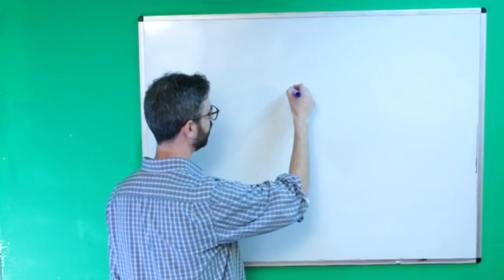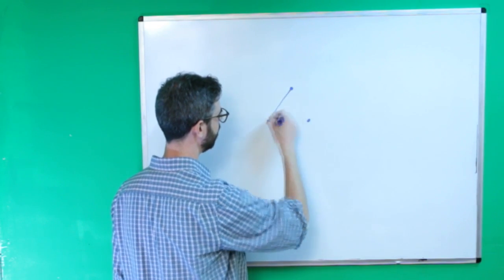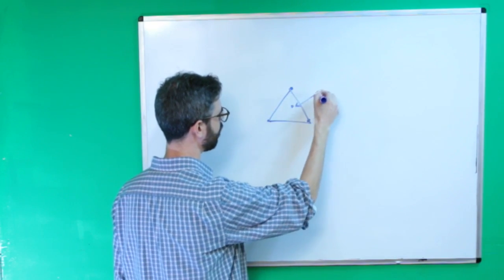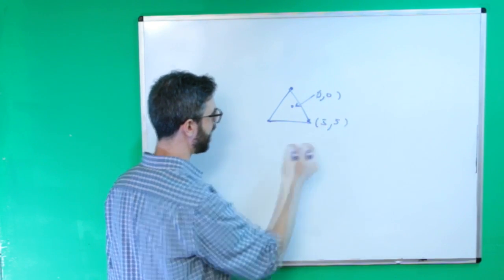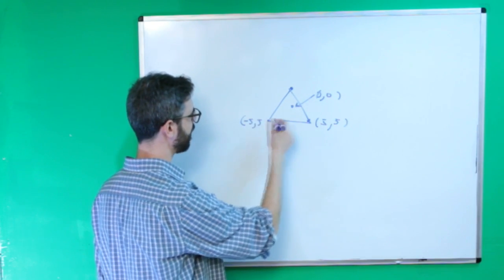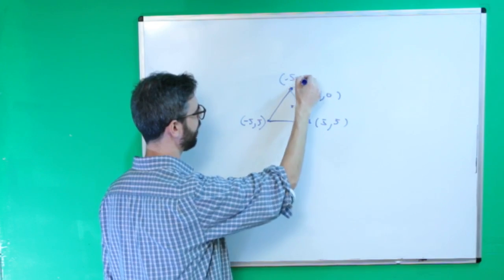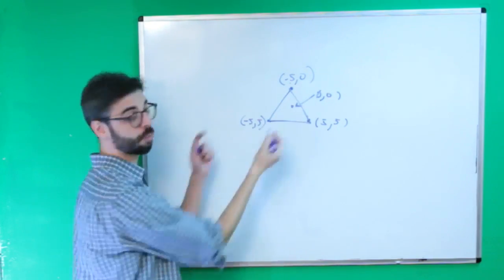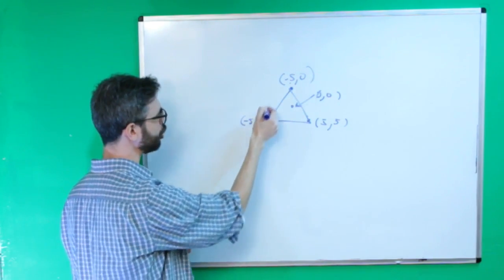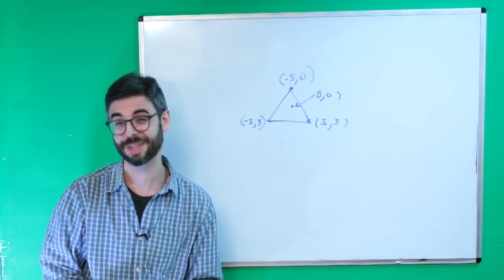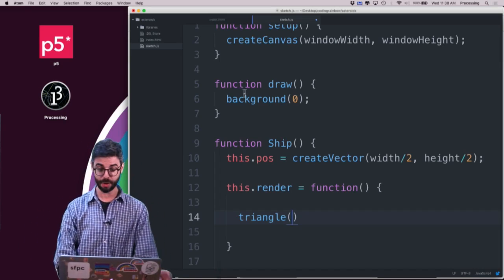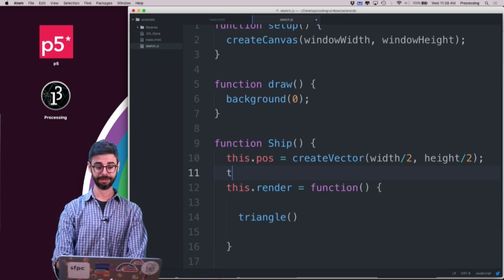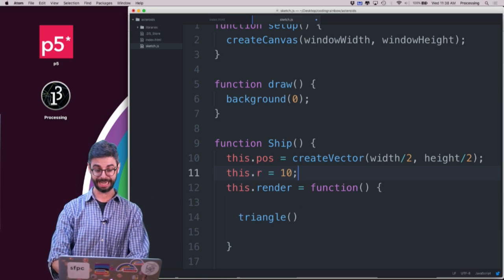So what I could do is draw a triangle like this. If I think of this as 0, 0, then this could be 5, 5. This could be -5, 5, and this could be -5, 0. That would give me 3 coordinates of the triangle, but maybe these shouldn't be 5. That should be a variable that has to do with the size of it. So I'm going to come back over here and add this.r equals 10.